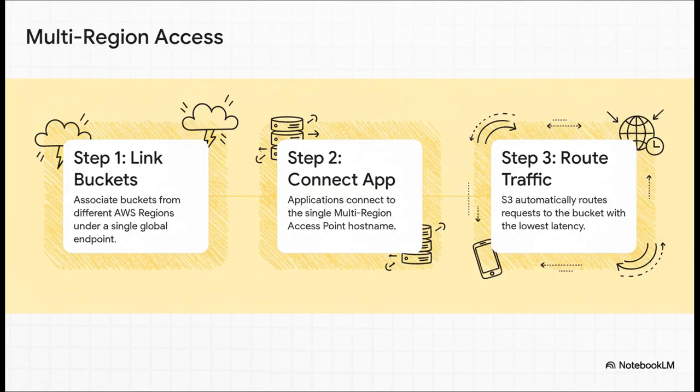And this is brilliant. This is how you make it all simple for your applications. Instead of your app needing to know about a bunch of different regional buckets, you use what's called a multi-region access point. You get one single global hostname. That's it. When a user makes a request to that endpoint, S3 automatically and intelligently routes them to the bucket with the lowest latency. It makes your global app way faster and so much simpler to manage.